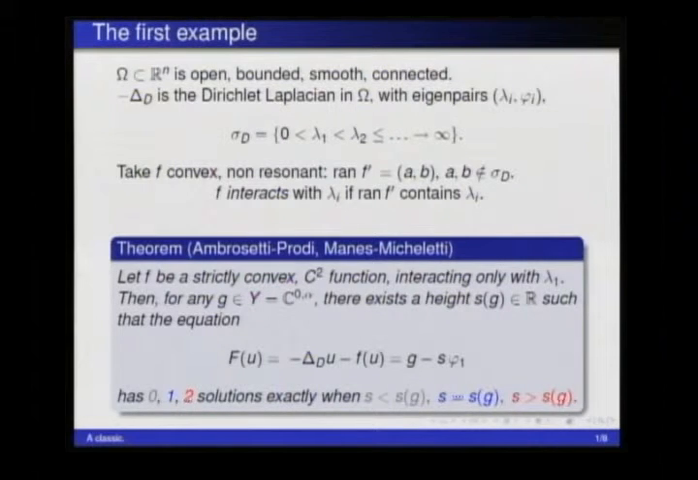You have this function here acting on U. You want to solve this equation here. Phi 1 is the eigenvector associated to eigenvalue lambda 1. And if f interacts just with the smallest eigenvalue, then there's this beautiful fact here. Depending on the value of what we call the height, right, this equation here can have 0, 1, or 2 solutions. Okay, known to the Greeks in a sense, and still it's a beautiful result.